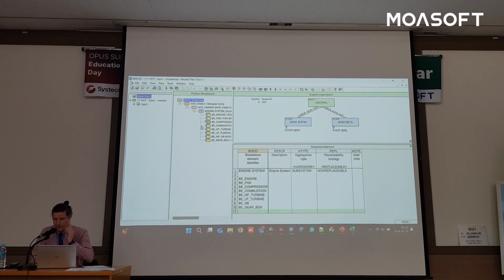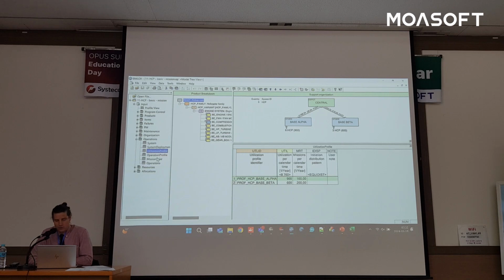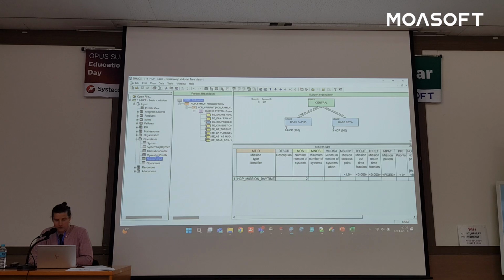Okay, and we have, of course, the input tables, and here is a category called operations, where yesterday we were looking at system deployments, which represents the number of systems at the different locations here. For the optimization, we just had the average utilization per year, but now we also start to build more complex operational profiles, starting from the missions.